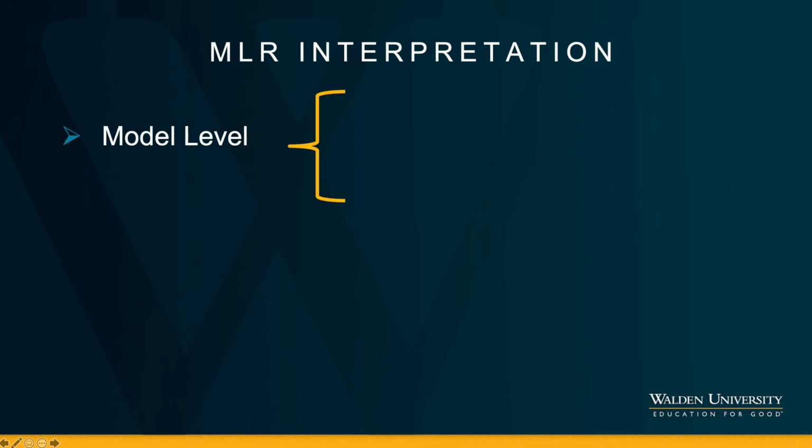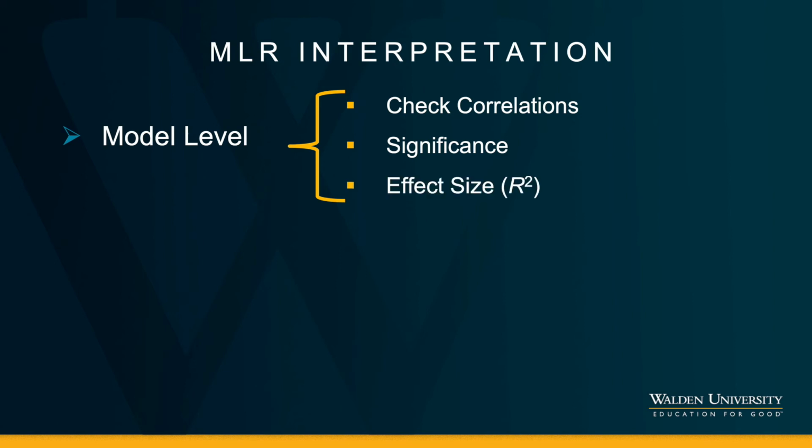We're going to look at the correlations to just check if there are healthy relationships between the variables. We're going to evaluate the significance in the ANOVA box to see if the model is significant, and if it is, we will interpret the effect size, that is going to be the adjusted R-square.